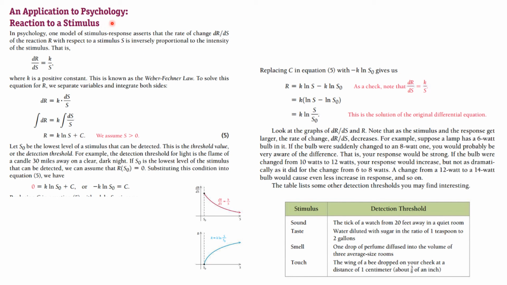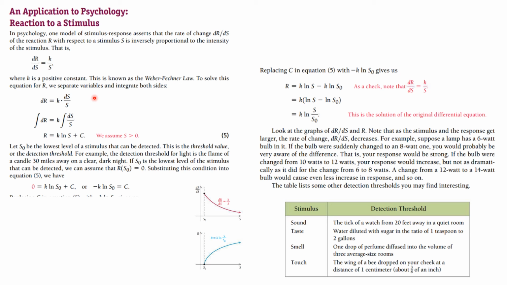Here's an application to psychology. In psychology, one model of stimulus and response asserts that the rate of change of the response to the stimulus, dr ds, of a reaction with respect to a stimulus is inversely proportional to the intensity of the stimulus. That is, dr ds is equal to k over s, where k is a positive constant. And this is known as the Weber-Fechner law.